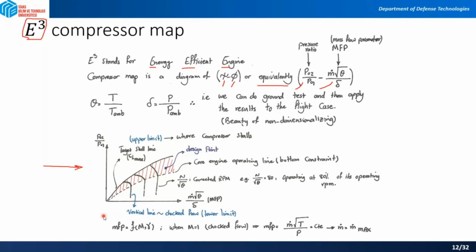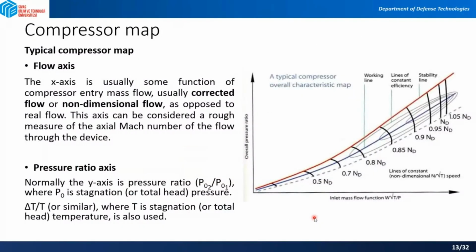Here you can see the mass flow parameter is a function of the Mach number and gamma. When your Mach number is 1, when you have a choked flow, your mass flow parameter will be constant. If your mass flow parameter is constant, it means your mass flow rate is maximum there. So this is very important. That's why I'm insisting on the compressor.